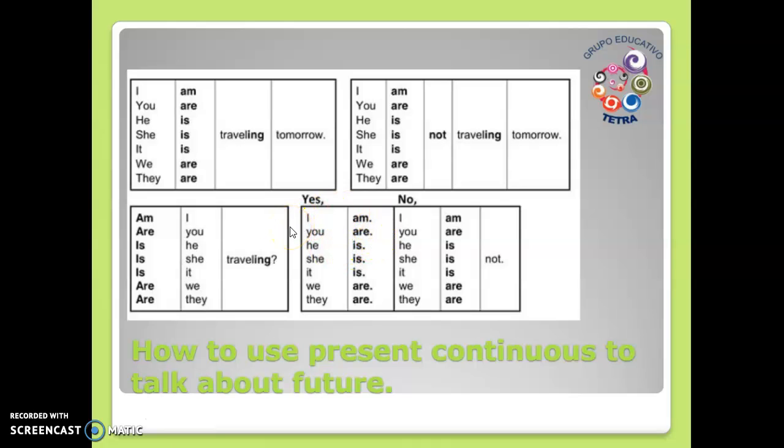The way to create the answer would be yes, I am, or no, I am not. Yes, she is, or no, she is not. Yes, they are, or no, they are not. So now we're going to create some examples.